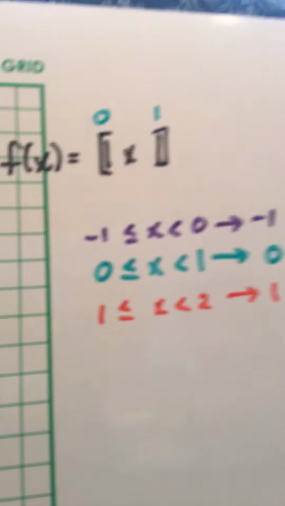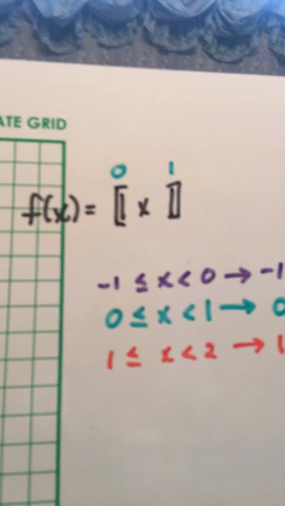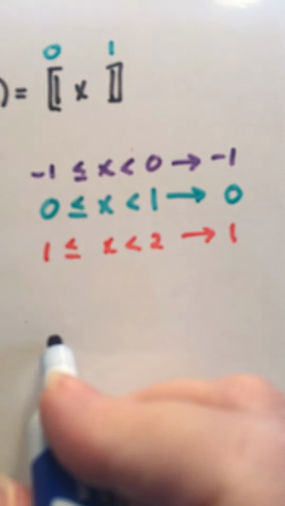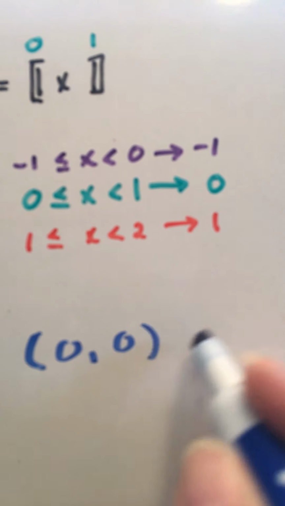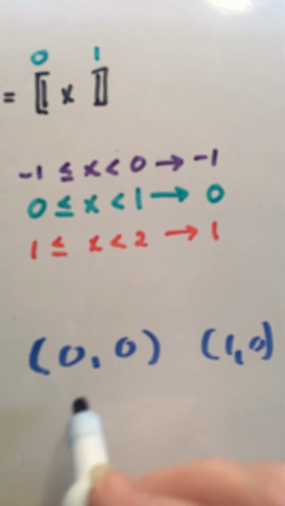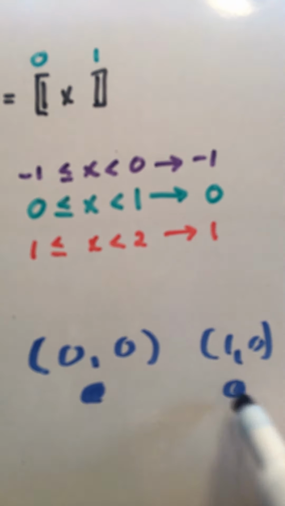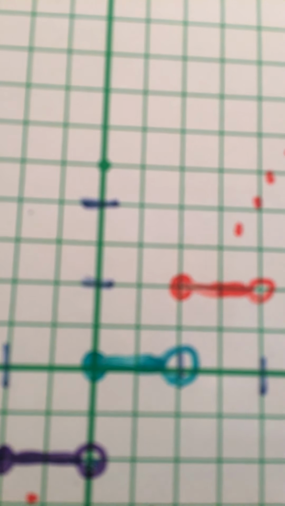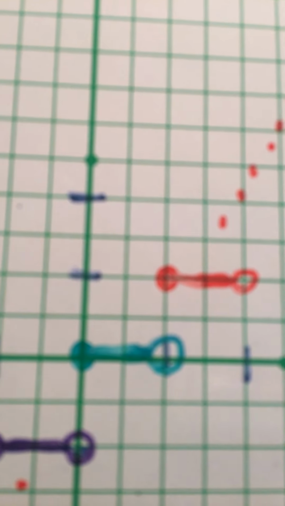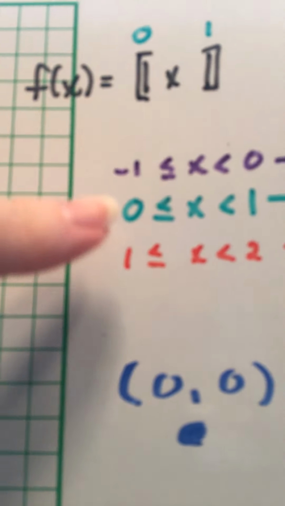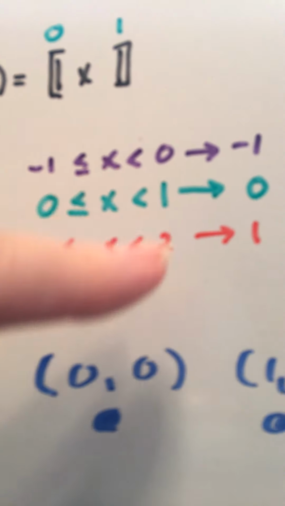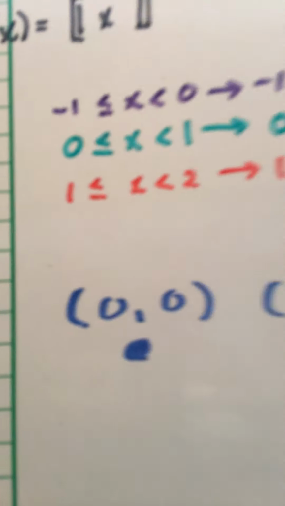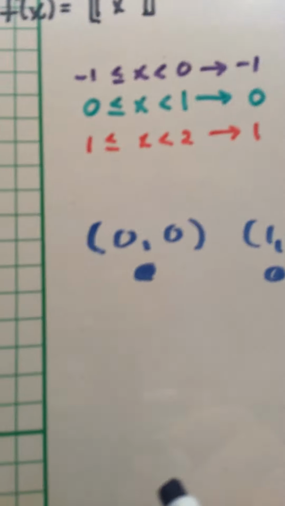Now, what's going on here is that these numbers right here are really the ordered pairs (0, 0) and (1, 0). This one is closed, and this one is open. So notice I came over here and plotted (0, 0) and (1, 0), and I connected the horizontal segment. Now, how do I get the other points? I simply added 1, add 1, add 1, add 1.